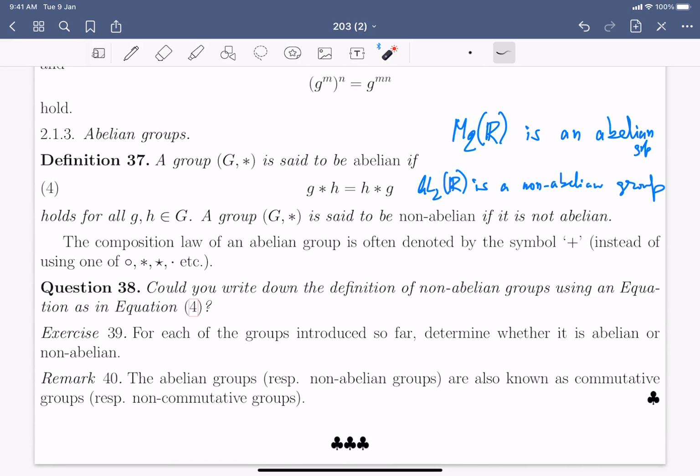There are certain other terminologies which are also available in the literature and used extensively, which call abelian groups commutative groups, or sometimes non-abelian groups are called non-commutative groups. So if g star h is equal to h star g, then you say that g and h commute with each other. If that happens for all g, h, in other words, if any two elements of the group commute with each other, then the group is known to be commutative or abelian. And if that condition doesn't hold, then we say that the group is non-abelian or non-commutative.